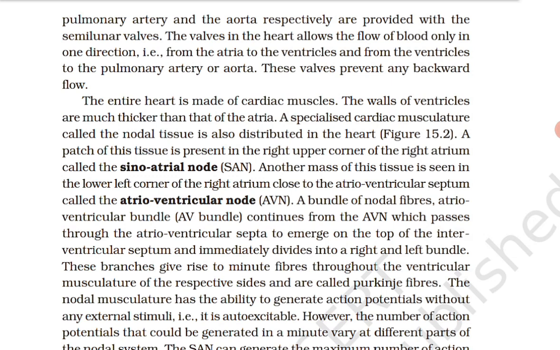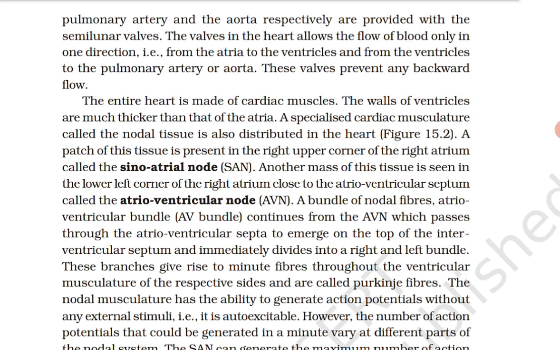Understood? Clear? In birds and mammals, oxygenated and deoxygenated blood received by the left and the right atria respectively passes onto the ventricles of the same side. The ventricles pump it out without any mixing up, that is, two separate circulatory pathways are present in these organisms. Hence, these animals have double circulation.